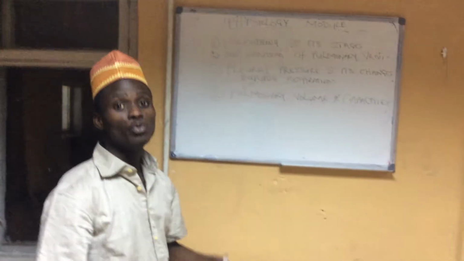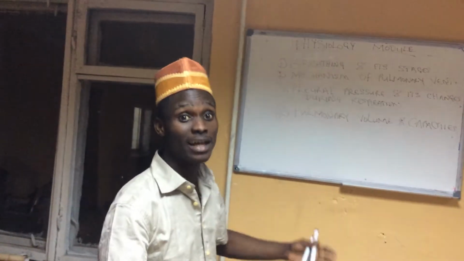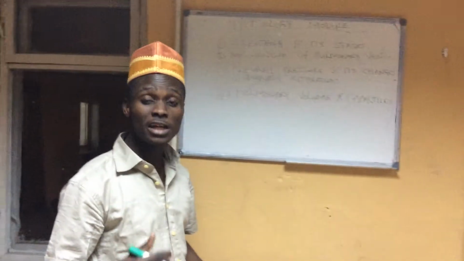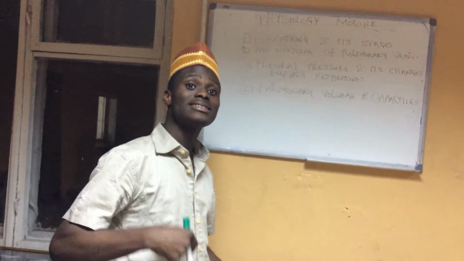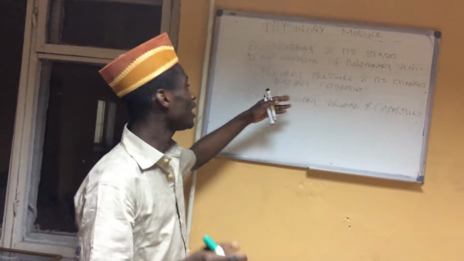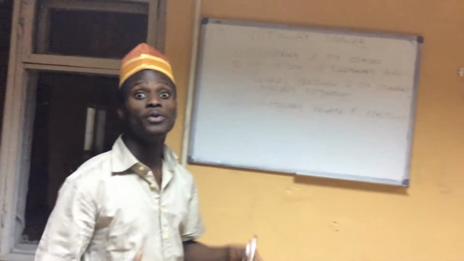Pulmonary ventilation. We said during normal breathing, you use normal inspiratory muscles like the diaphragm and external intercostals. But during active breathing, you use additional muscles such as the sternocleidomastoid, scalenus muscles, internal intercostal muscles, and the rest. All right, let's rush now, because of time, to pleural pressure and its changes during respiration.